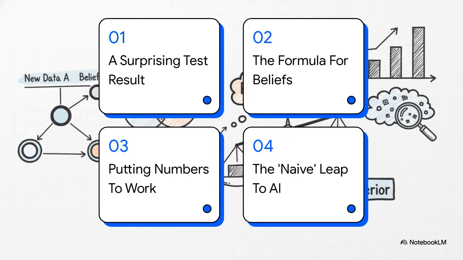So, here's our game plan. We're going to start with a medical puzzle that will probably break your brain a little bit. Then, we'll look at the actual formula that solves it. After that, we'll crunch the numbers together step by step. And finally, we'll see how a simplified version of this theorem became a total powerhouse in the world of AI.